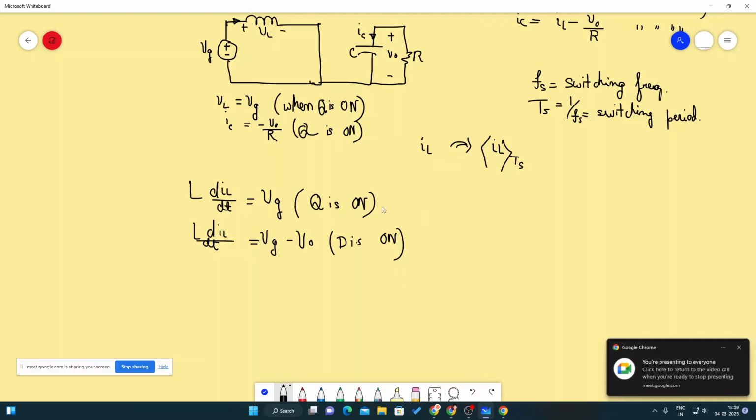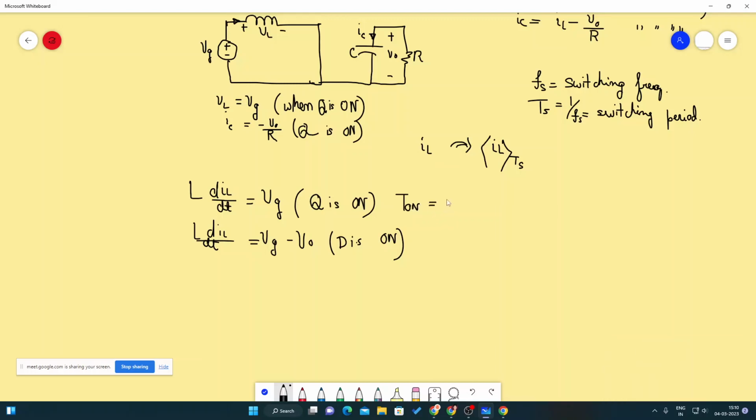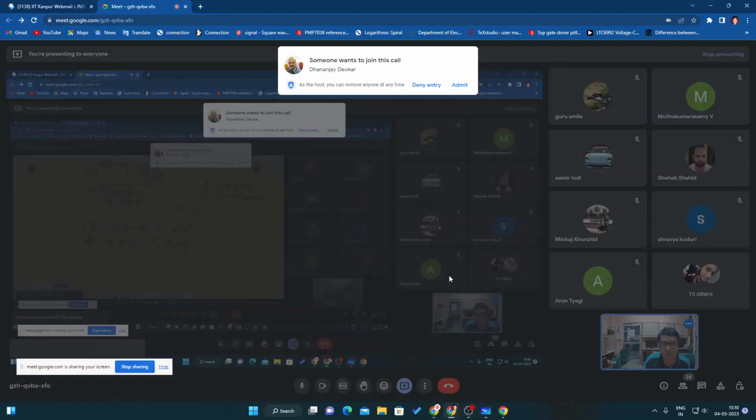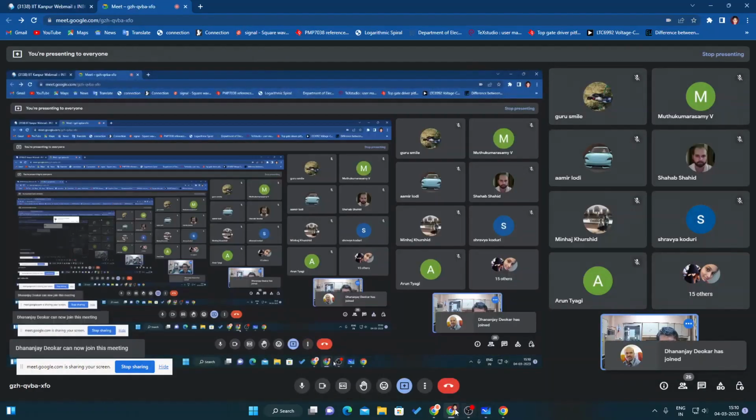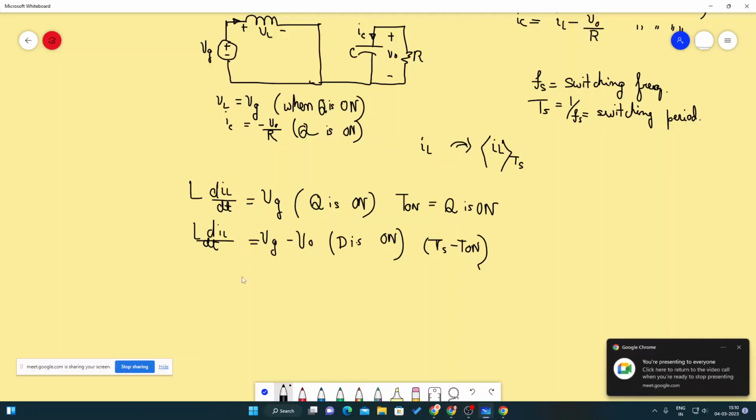Now the duration when Q is on, let's call it T on. T on is the duration when Q is on, right? And the other duration will hence be Ts minus T on. In the same manner, I can write C dVC by dt.